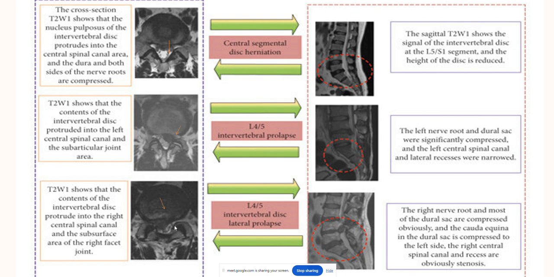And this one for intervertebral disc lateral prolapse. T2 shows the content of the intervertebral disc protrude into the right central. This one. Sorry, the arrow. This one is the protrusion. And the sagittal shows the right nerve root, and most of the dura sac are compressed obviously here. And the cauda equina in the dura sac is compressed to the left side, and the right central spinal canal and recess are obviously stenosed.